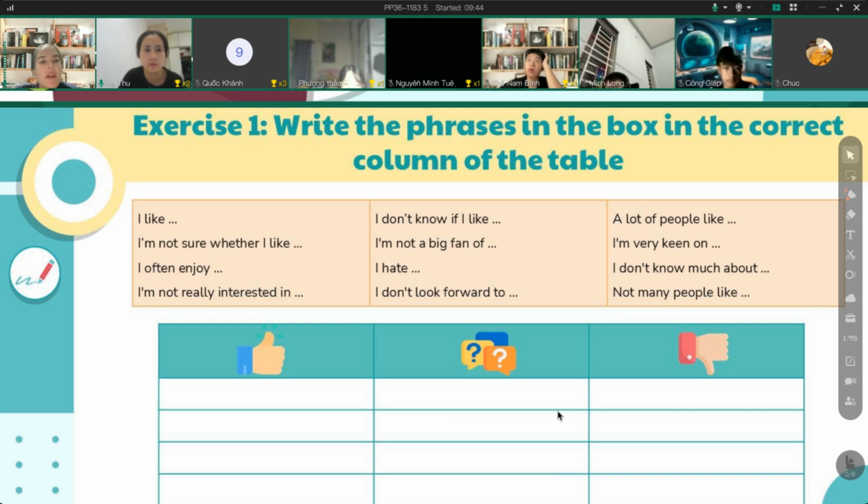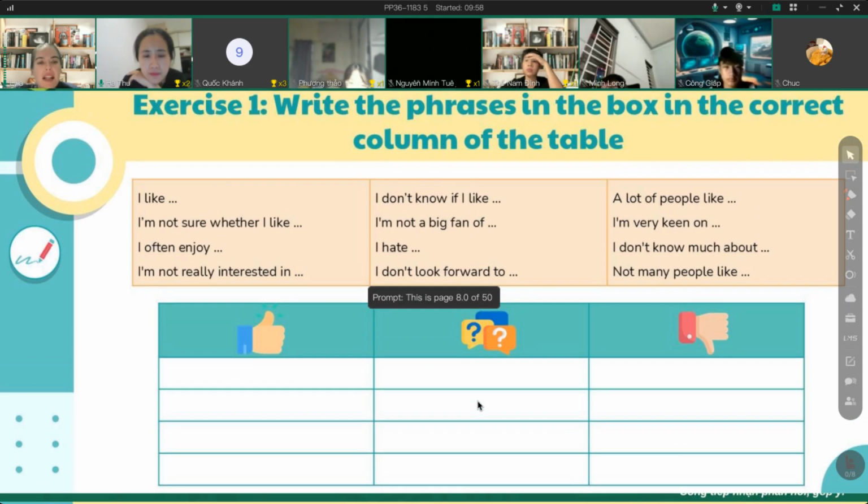And then lastly, we have a lot of people like. Next, we have I'm keen on. I don't know much about. And then lastly, not many people like. So I want you to look at these phrases and fit them into these different columns for us, please. I am going to divide you into small groups to do this together with your classmates, okay? And then when we come back, you guys can share your answers with me, please.